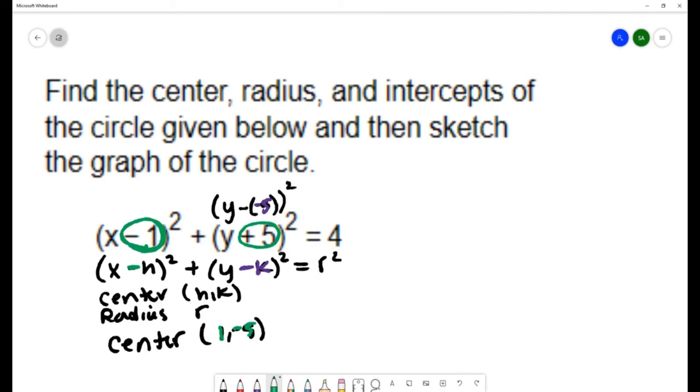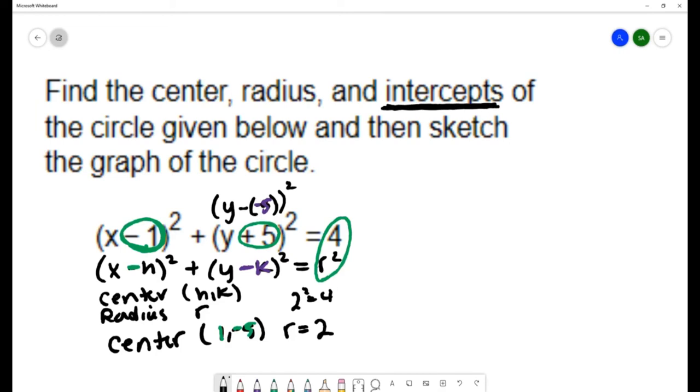And then over here, the radius squared is 4. I know that 2 squared is 4, so that means my radius is equal to 2. So finding the center and the radius, we really could just recognize it from the equation. To find the intercepts, we're going to have to do some calculation.